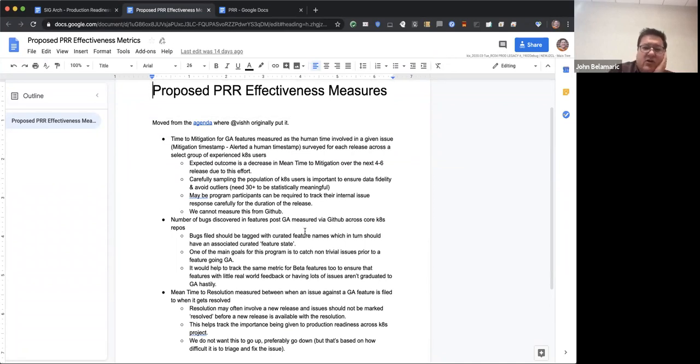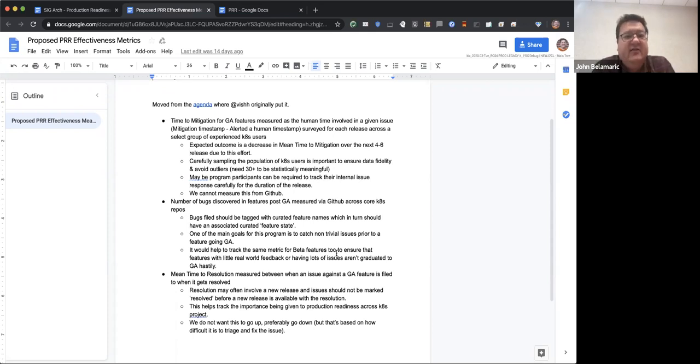So Vish put together these ideas for potentially how we could measure the effectiveness. Time to mitigation for GA features, measured as the human time involved in a given issue, surveyed for each release across a select group of experienced users. That sounds difficult to gather.